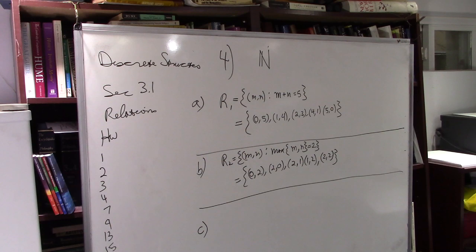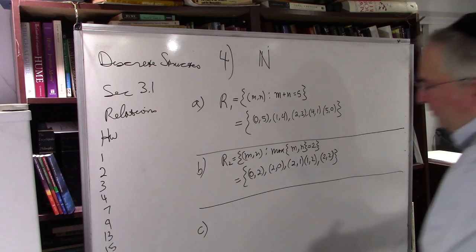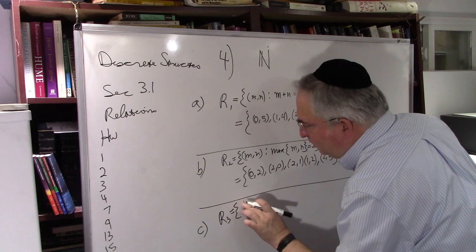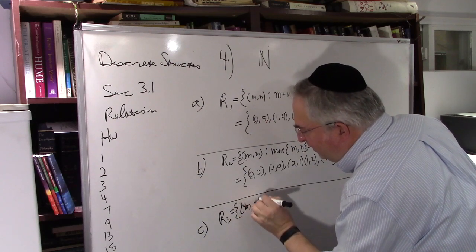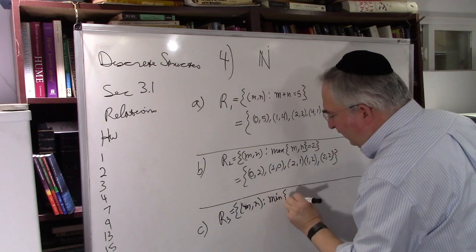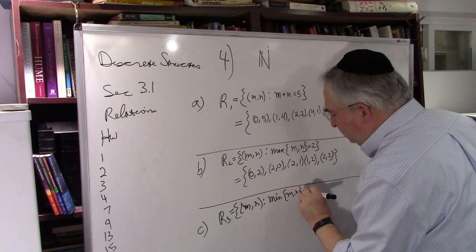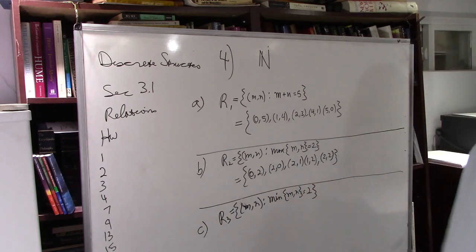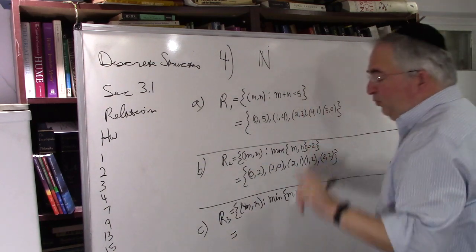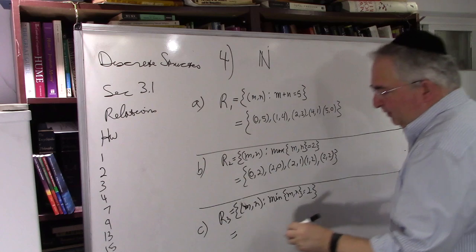Okay. It says as follows: the relation R3 defined by consists of infinitely many ordered pairs. So R3 is equal to the same thing, ordered pairs m comma n, such that min, not max, min, of m comma n is equal to 2. Same thing, but instead of max, we have min. So they say there's an infinite number of pairs, but they just want us to write 5 of them. So let's do it. You ready?